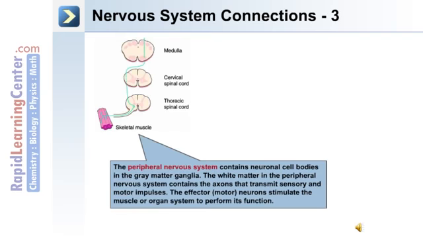The peripheral nervous system contains neuronal cell bodies in the gray matter ganglia. The white matter in the peripheral nervous system contains the axons that transmit sensory and motor impulses. The effector or motor neurons stimulate the muscle or organ system to perform its function.